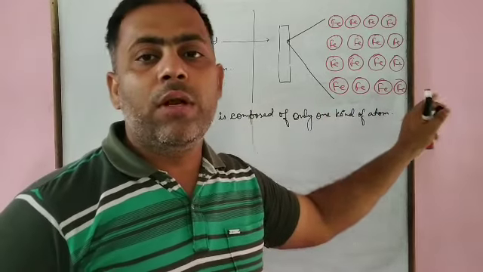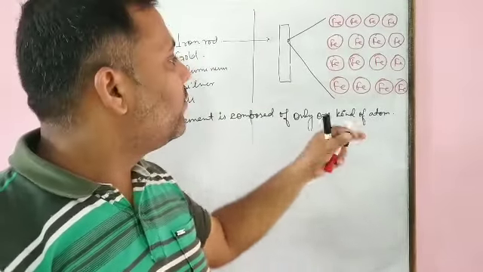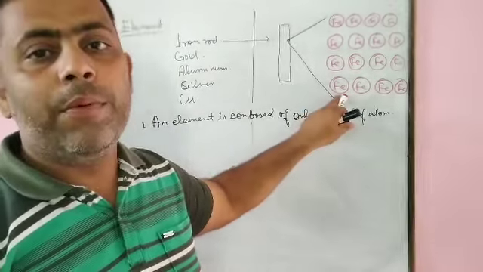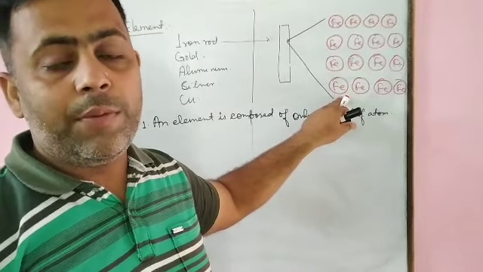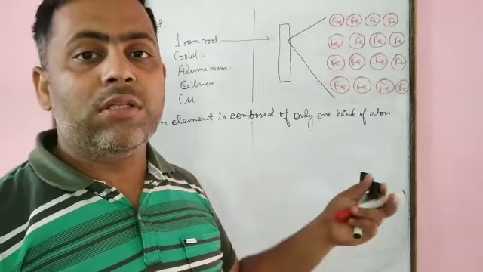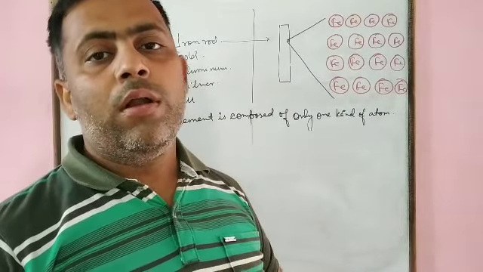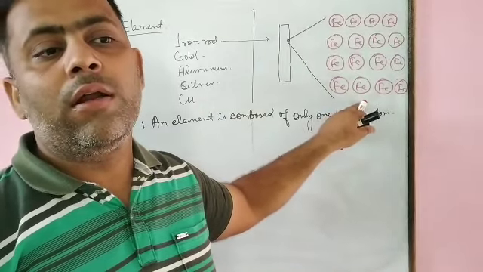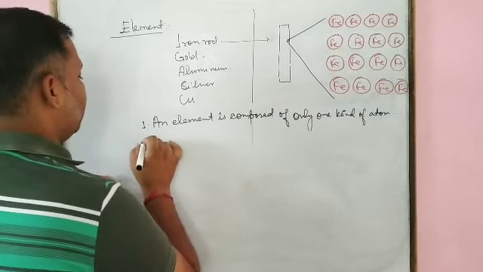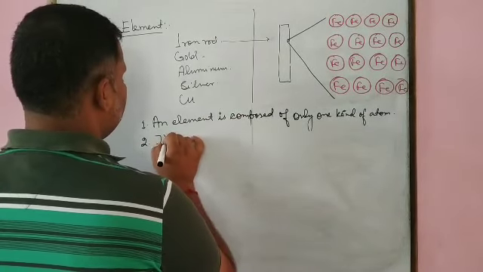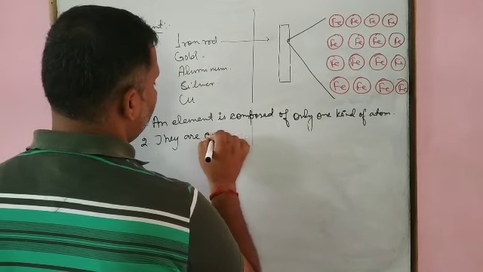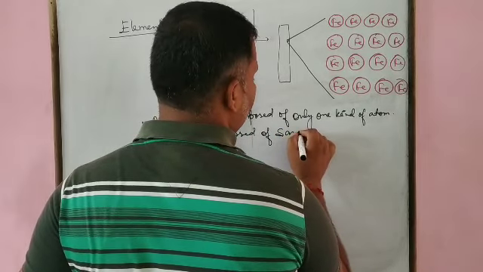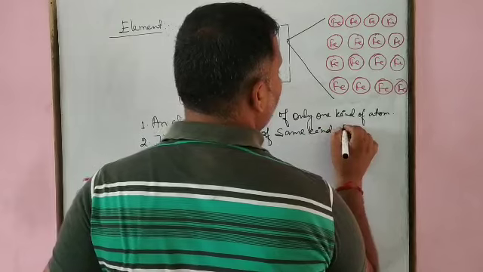If it is composed of only one kind of atom, then they have the same chemical property. Because they are the same, they are identical. They have the same chemical property. They have the same physical property. It means we don't have any difference in property among them. Because they are identical, therefore we cannot separate them. What we know? They are composed of the same kind of atom.